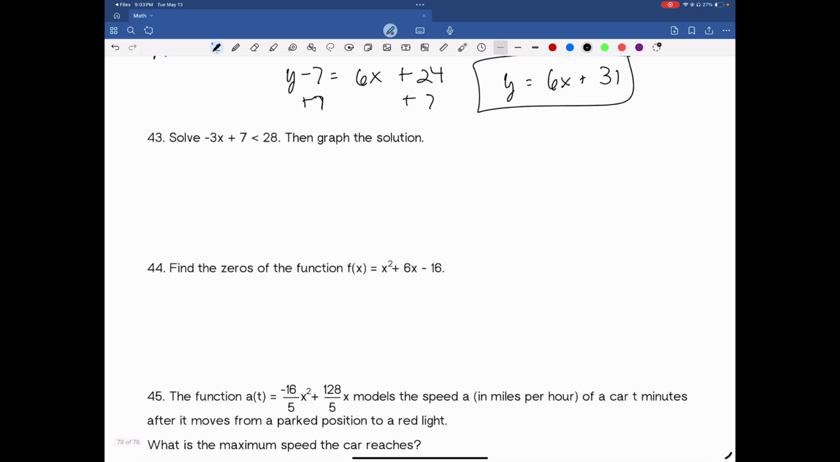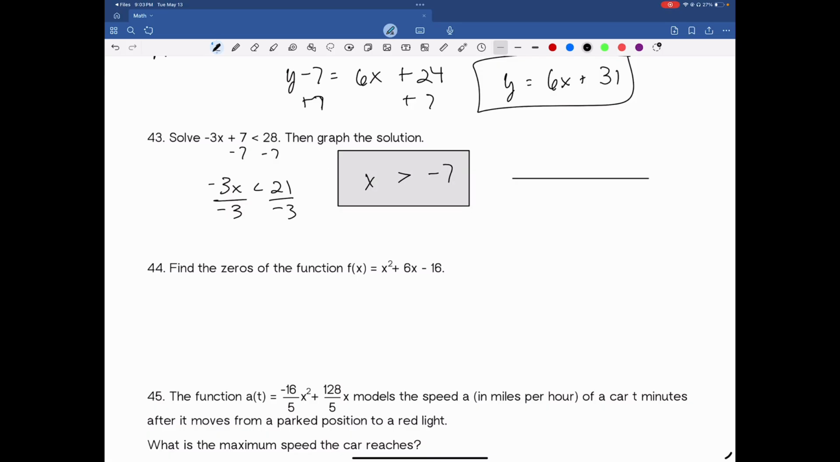Solve negative 3x plus 7 is less than 28 and graph the solution. So we solve this just like an equation. We subtract 7: negative 3x is less than 21. Divide by negative 3, but be careful: when we divide by negative 3, the inequality sign changes direction. So our answer is x is greater than negative 7.